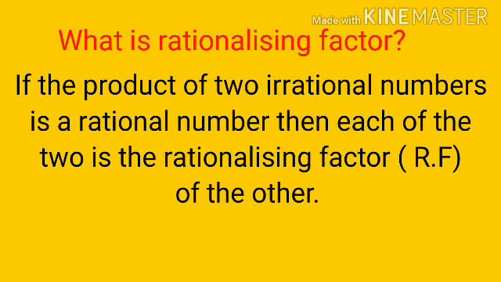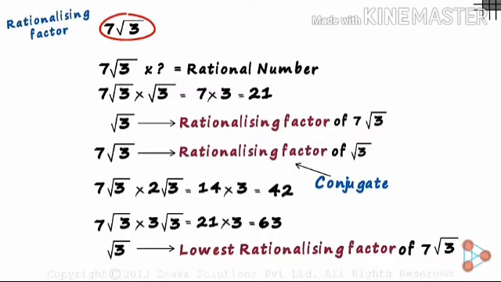What is a rationalizing factor? If the product of two irrational numbers is a rational number, then each of the two is the rationalizing factor of the other. Here RF means rationalizing factor. Example of rationalizing factor. 7 root 3 convert into a rational number. That is 7 root 3 into root 3, that is equal to 7 into 3. Here root 3 into root 3 is equal to 3. That is equal to 21.